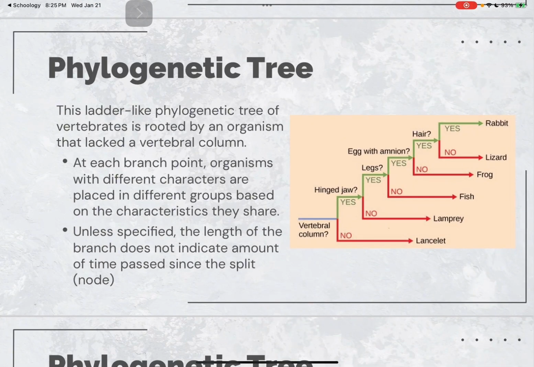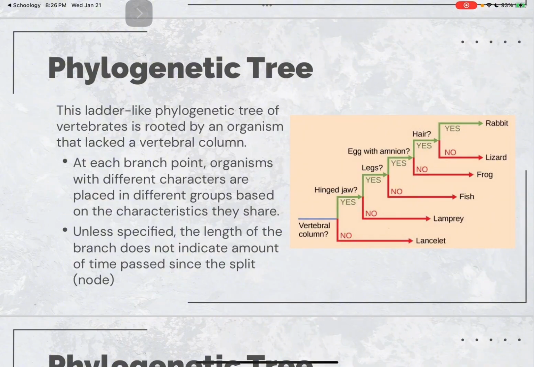Now, the phylogenetic tree is kind of a ladder-like structure. Again, you can think of it as a tree, a ladder, a dichotomous key, whatever works for you. But it's a ladder-like phylogenetic tree, and it has vertebrae, and it's rooted by an organism that lacks a vertebral column. So again, think of the dichotomous key. Vertebral column, yes or no. Hinged jaw, yes or no. Legs, yes or no. And each of these characteristics is where we hit the evolutionary points.